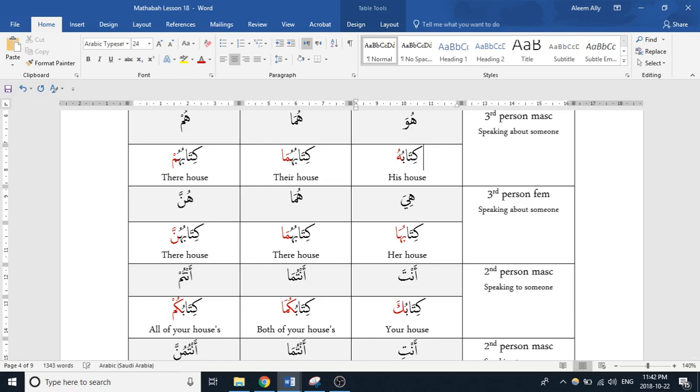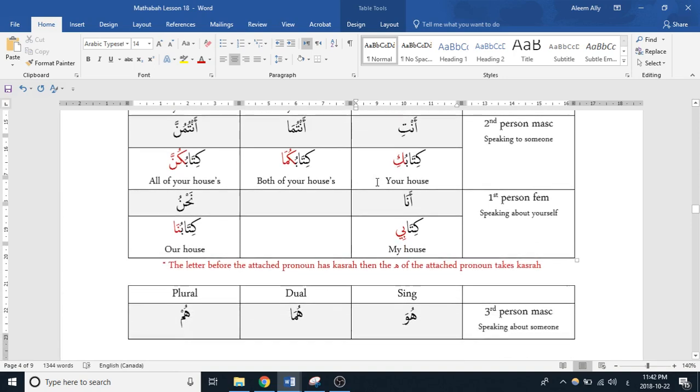So if I had a fi before here, that would mean in his house. So fi kitabihi, bi he. This he would take a kasra because the word that it's attached to, the letter before, has a kasra. So that happens. It's one thing to keep in mind.